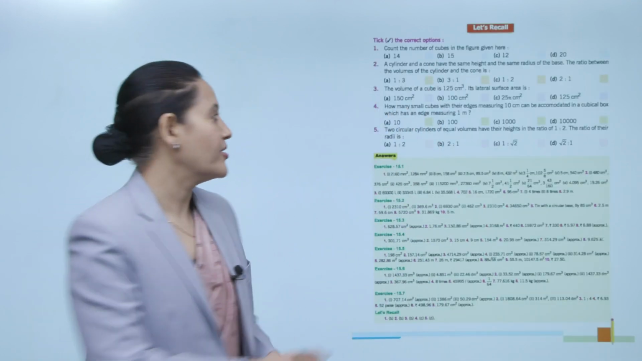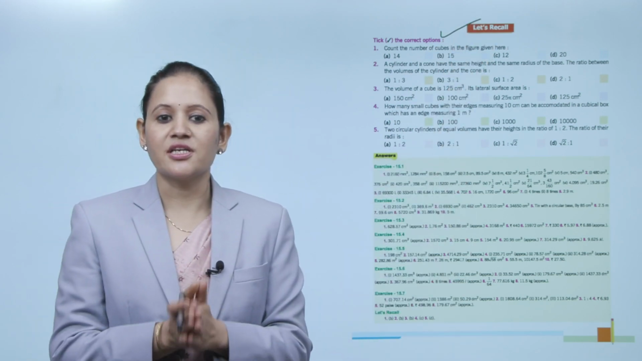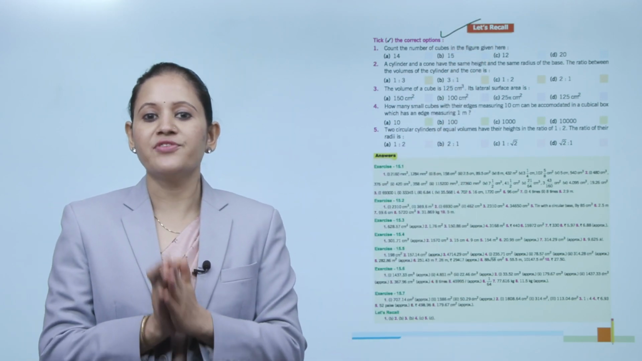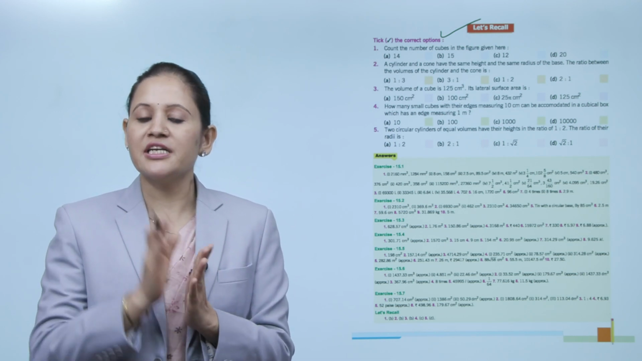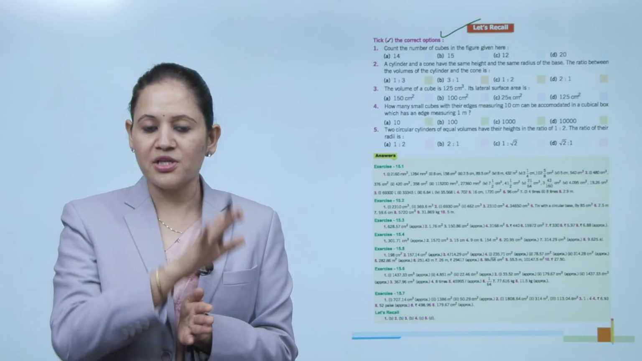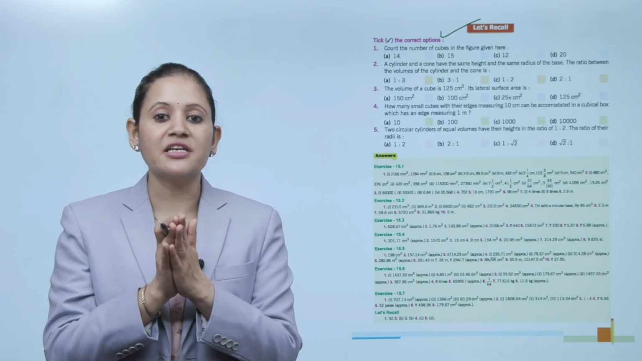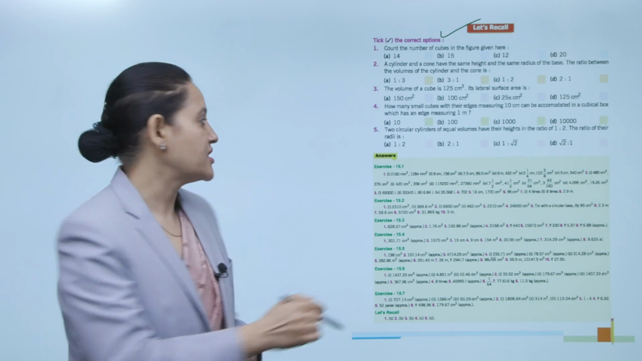Next is, let's recall. Take the correct option. Count the number of cubes in the figure given here. So you have to look at the figure and identify how many cubes there are. We have read in the chapter what shape a cube has and how it looks. So you have to identify and count the number of cubes and accordingly you will do. Next question.